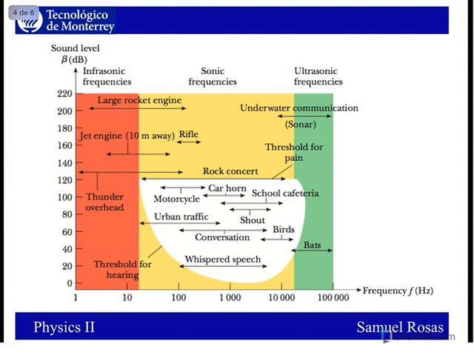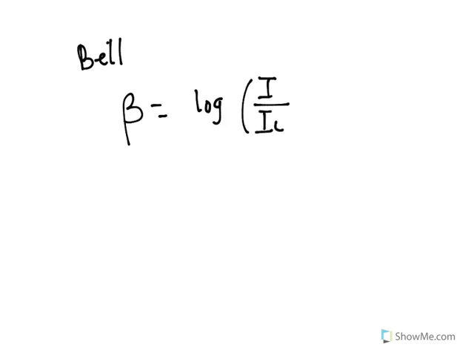Now here we're using for sound level a scale which is called the decibel. A bel is a logarithmic scale. We state that bels are the logarithm of the intensity of sound over the initial intensity, which is the human threshold. If we use decibel, then it's 10 times the logarithm.